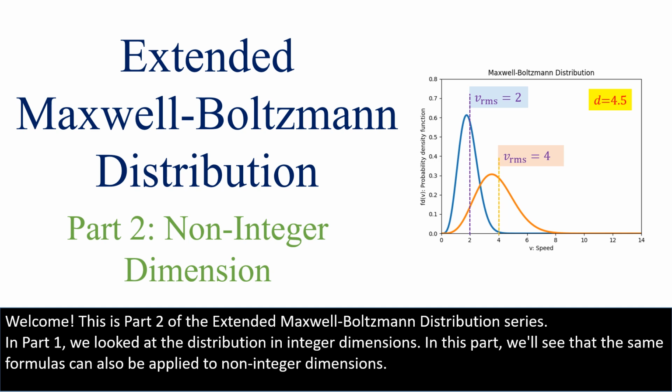Welcome. This is part 2 of the extended Maxwell Boltzmann distribution series. In part 1, we explored the distribution in integer dimensions. In part 2, we'll see that the same formulas can also be applied to non-integer dimensions.